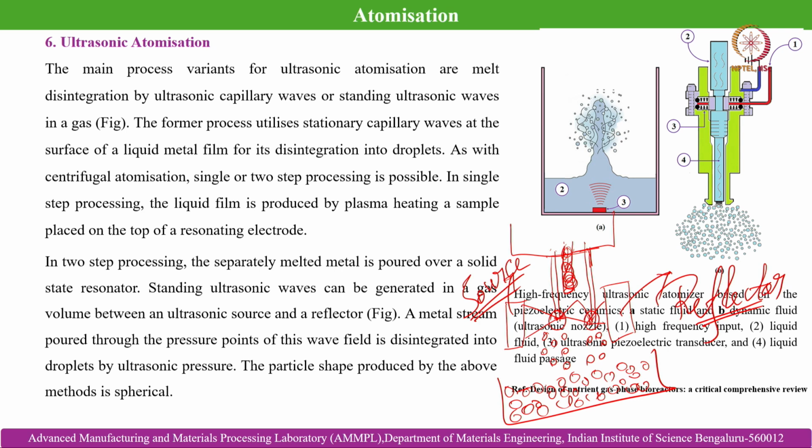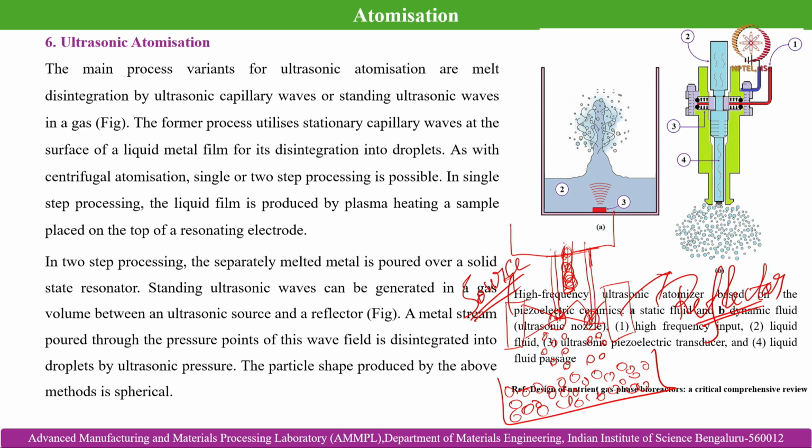So a metal stream poured through the pressure points of this wave field is disintegrated into droplets by ultrasonic pressure. So the particle shape produced by the above methods is spherical, and it is finer, but still it is not as cost effective and technically feasible or viable from an industrial applicability point of view, like in case of gas or water atomization.